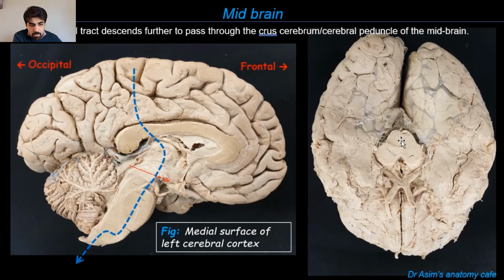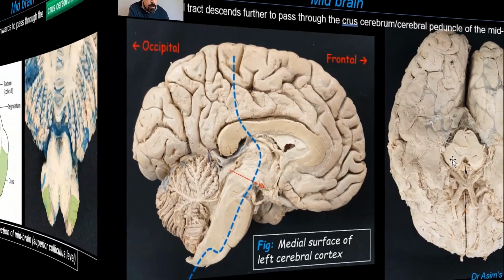The region behind the aqueduct over here is known as the tectum, and the region of the midbrain in front of the substantia nigra is the crus or the crura of the midbrain. This region here in between the two crura is known as the interpeduncular fossa. These are also known as the peduncles of the midbrain. Now, the corticospinal tract is going to be passing anteriorly in the midbrain. It's going to be descending in the midbrain in its anterior region, in a region which is known as the crus or the crura of the midbrain.